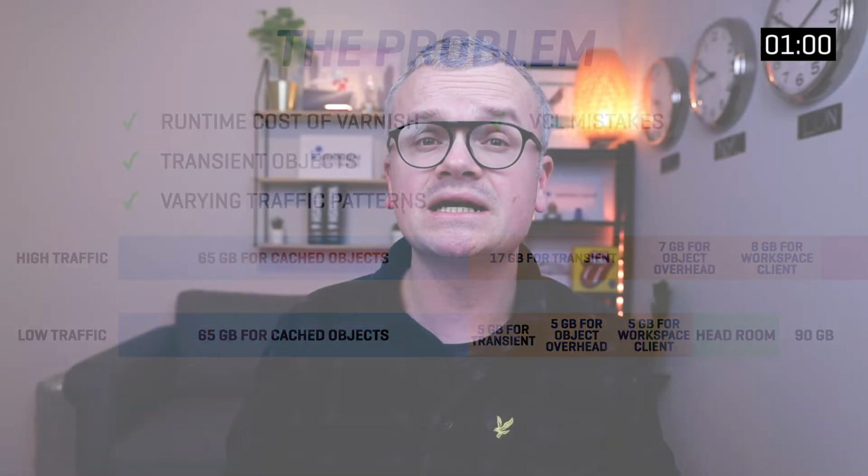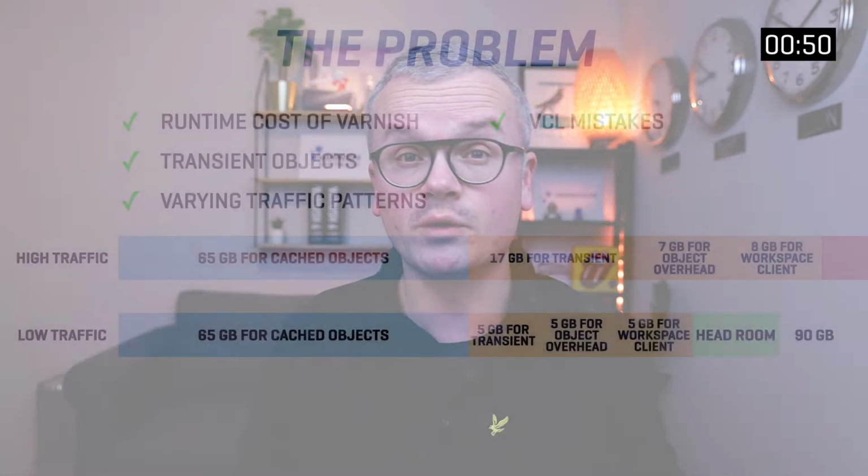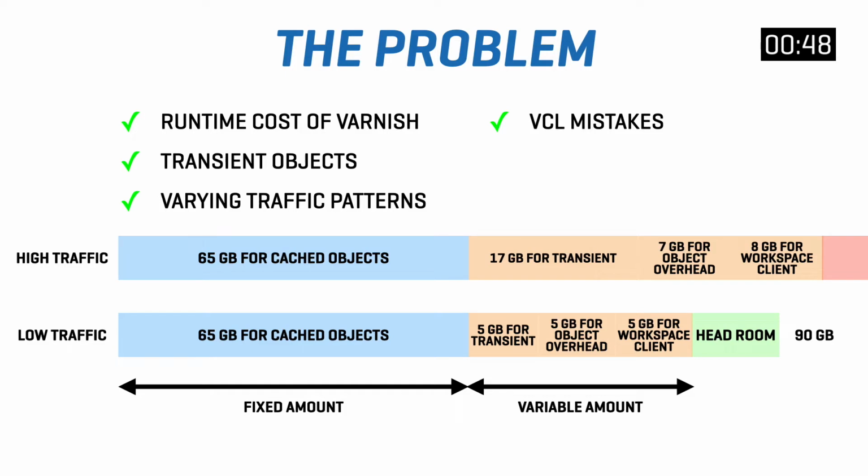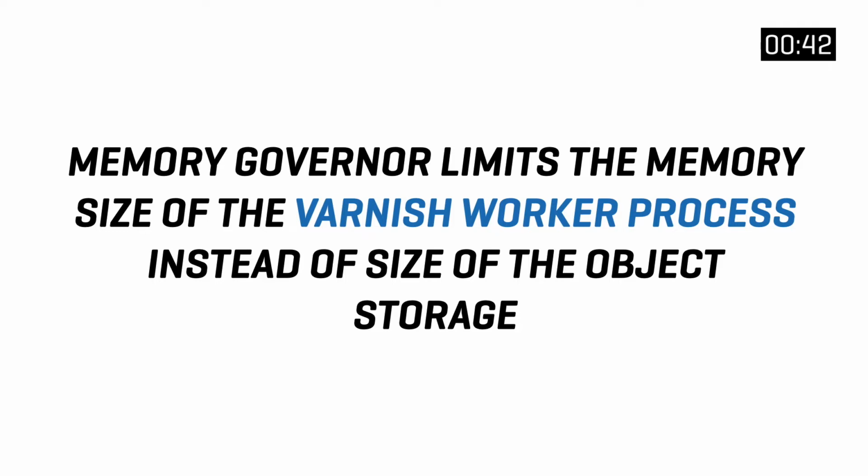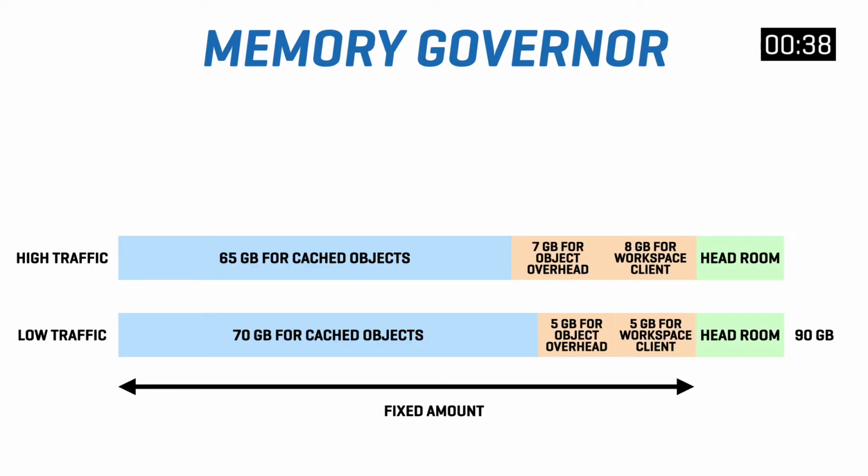And that's one of the big challenges of operating a Varnish server at scale. How much memory do you allocate to Varnish for object storage, and how much do you keep available on the system for other sources of memory consumption in Varnish, knowing that object storage is fixed and the rest is variable. And that's exactly the problem that the Memory Governor fixes. The Memory Governor limits the memory size of the Varnish worker process instead of the size of the object storage, so that the total memory consumption of Varnish is fixed and the size of the object storage is variable.